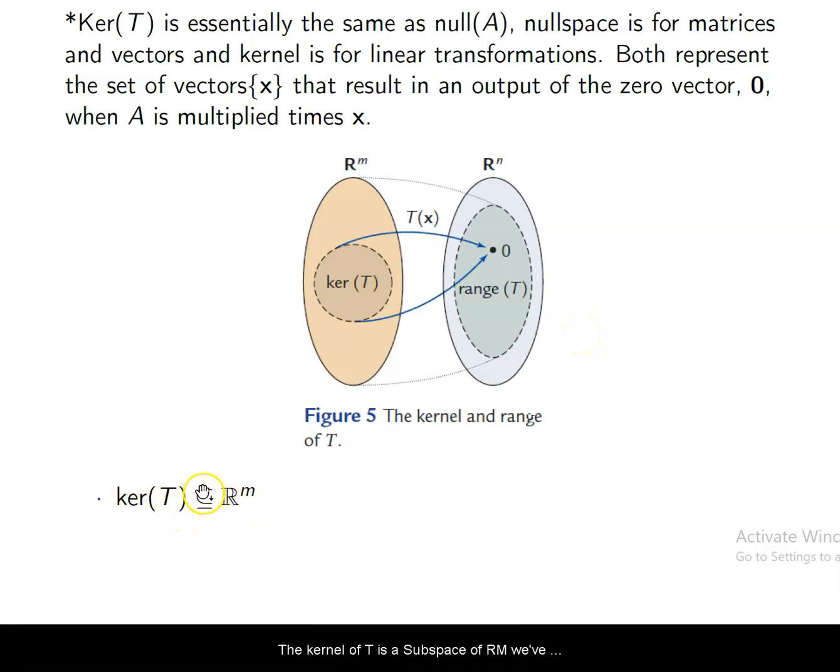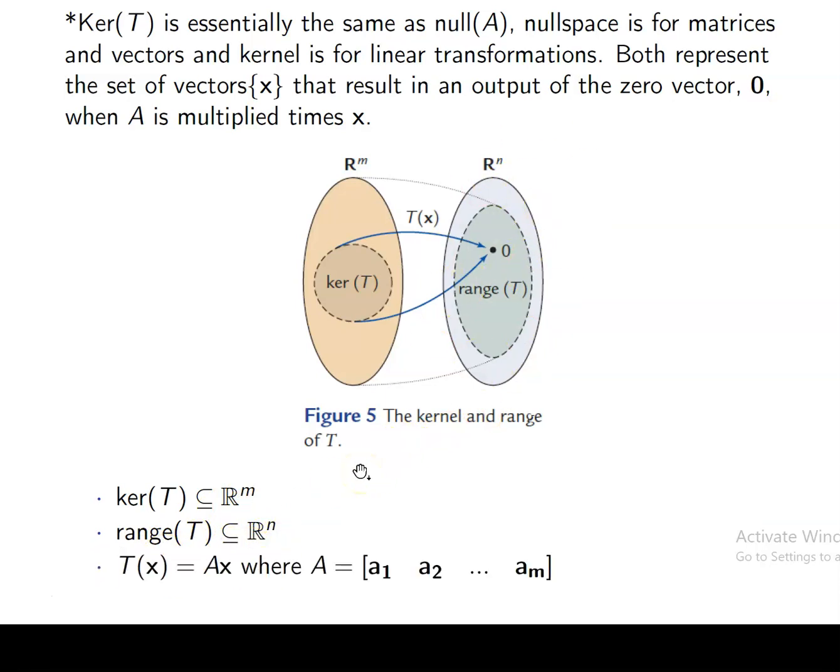The kernel of T is a subspace of Rm. We've actually just shown this earlier, right? We showed that the null space of A is a subspace. So that should make sense to you right here, even if the notation doesn't. And the range of your transformation is also a subspace of Rn, okay? Or I'm sorry, not Rm, of Rn, right? The range of T is a subspace of Rn, as I said before as well. The linear transformation given by the transformation matrix A, where A is basically these column vectors. There's m of them, right?